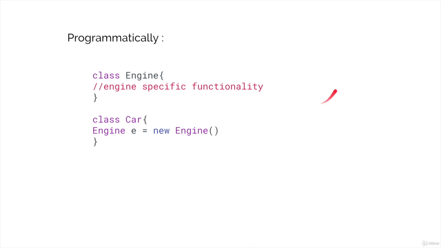This is how it will be implemented. We first define the class Engine, and then in class Car we create an object of Engine type. This relationship is then known as the has-a relationship. The has-a relationship is also known as composition or aggregation, but there is a slight difference between these two terminologies. Let me explain that to you.